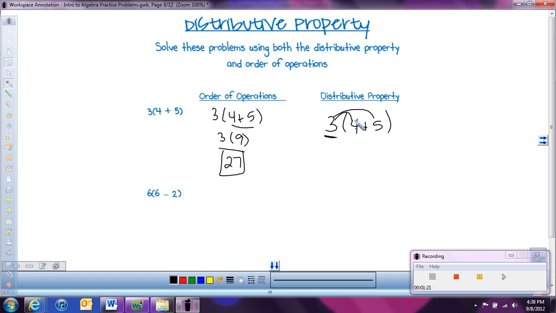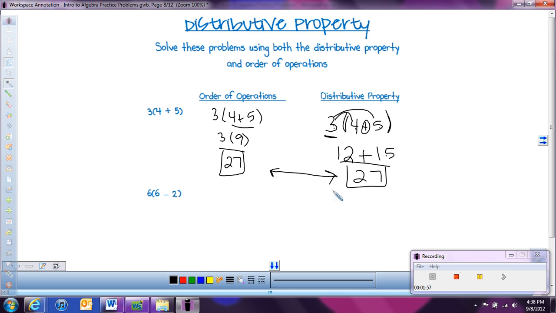So here I have 3 times 4. When I distribute it, I'm multiplying because you know that parentheses mean multiply. So 3 times 4 is 12. I'm going to write down 12. And then whatever operation sign was inside of your parentheses, we're going to pull that straight down. It's going to stay the same. Here we have 3 times 5. 3 times 5 is 15. Now I can add these two together and get 12 plus 15, which is 27. And yes, we do end up with the same answer.